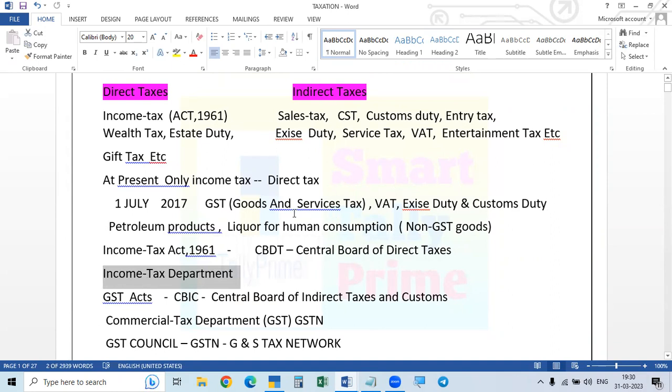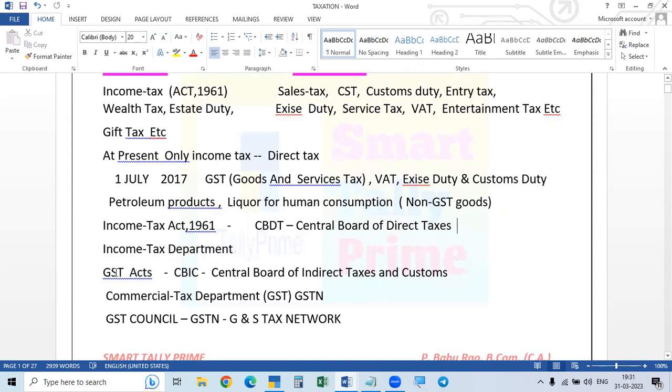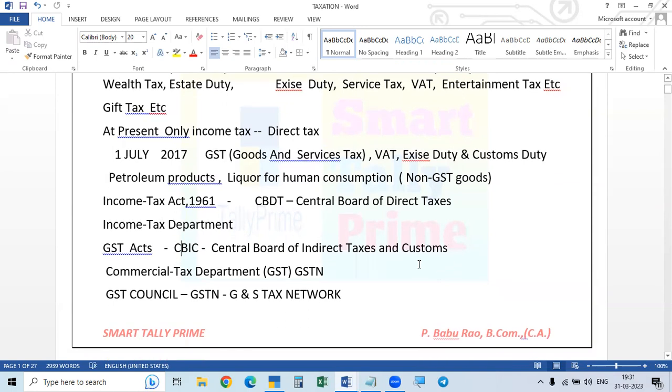But in the case of GST, the GST Act is administered or looked after by CBIC, the Central Board of Indirect Taxes and Customs, not the CBDT, which is for direct tax. There is customs also, as an indirect tax, which we are not going to pay directly. They have one department, the Commercial Tax Department, though they have now changed its name. They have one network called the GST Network, the Goods and Services Tax Network. They will look after the implementation.